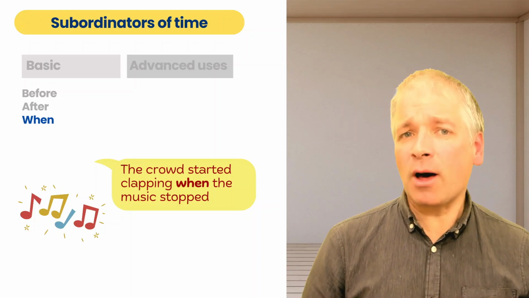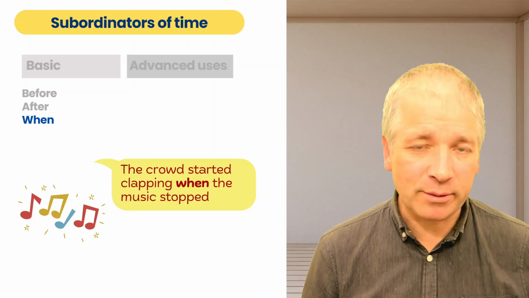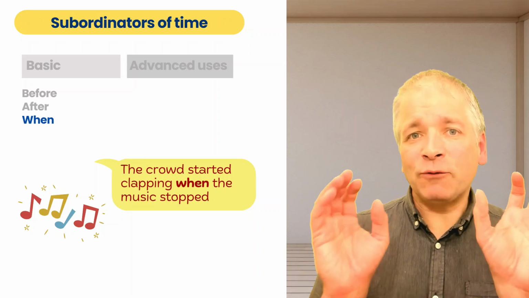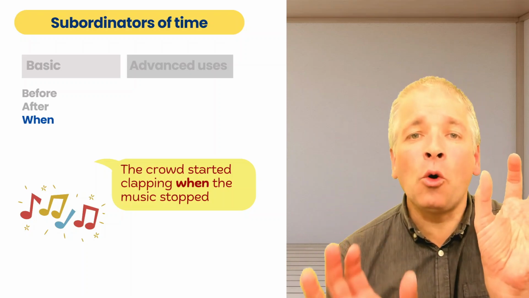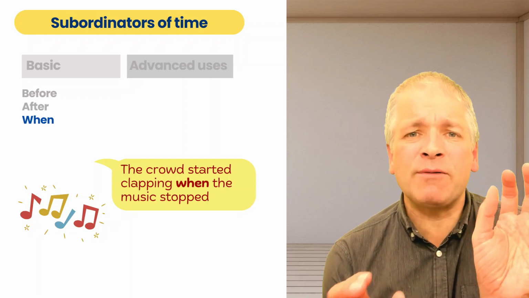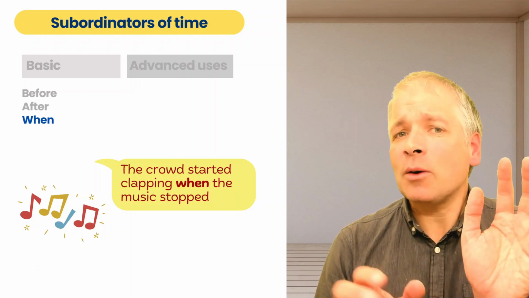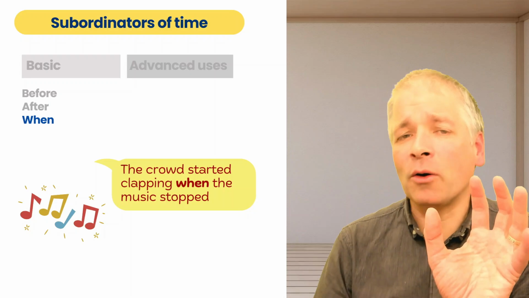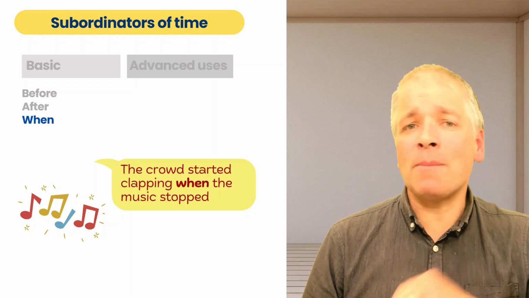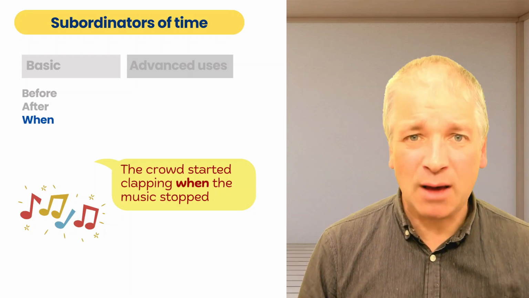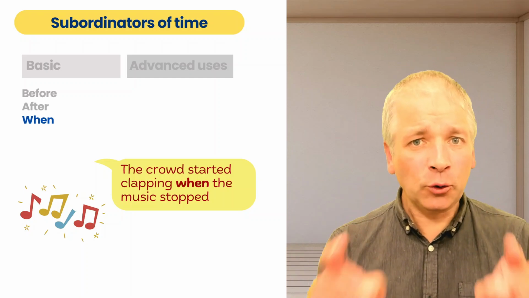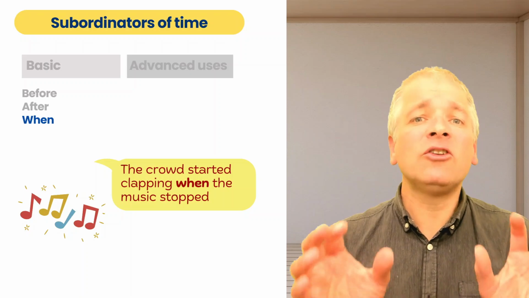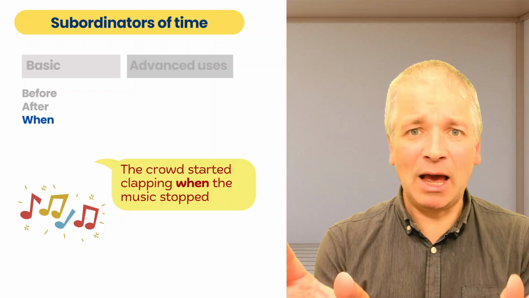Now, subordinators are a little different to coordinators. With a subordinator, you have 2 clauses. You have a main clause and then the subordinate clause. The subordinate clause gives extra information which is dependent upon the main clause. The main clause could exist as a sentence on its own. The subordinating clause could not. So it's different to coordinators which join 2 elements that are equal together.